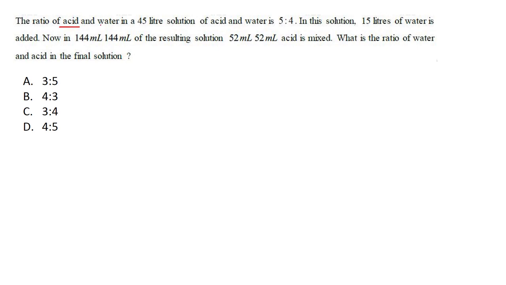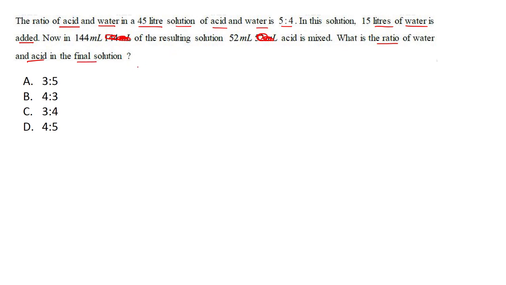The ratio of acid and water in a 45 liter solution of acid and water is 5:4. In this solution, 15 liters of water is added. Now in 144 ml of the resulting solution, 52 ml acid is mixed. What is the ratio of water and acid in the final solution?